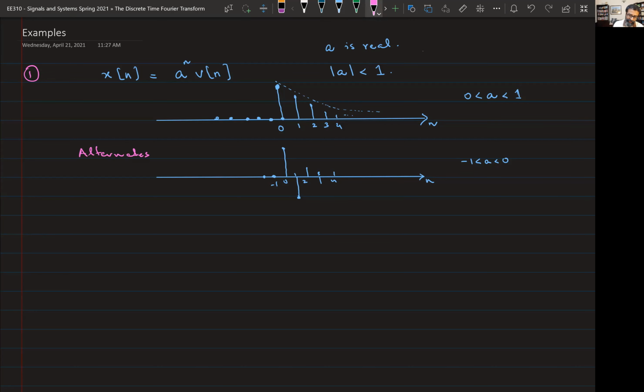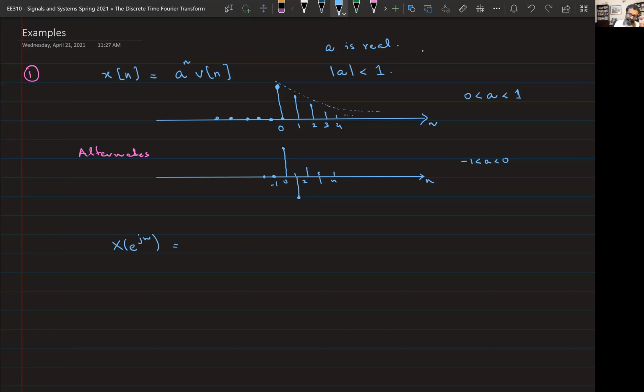Right. So let's try to compute the Fourier transform. The reason why I particularly highlight these two cases here is because when we compute the Fourier transform, we're going to try to build a connection of what happens when A is positive and what happens when A is negative, right? So X of e raised to power j omega, let's just apply the definition.